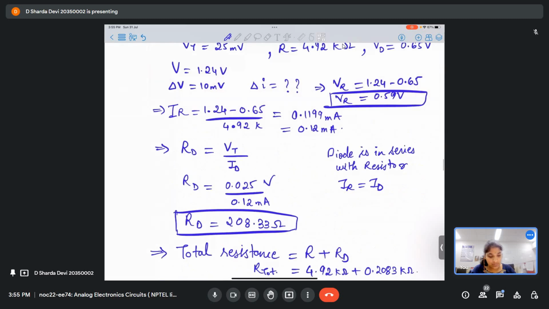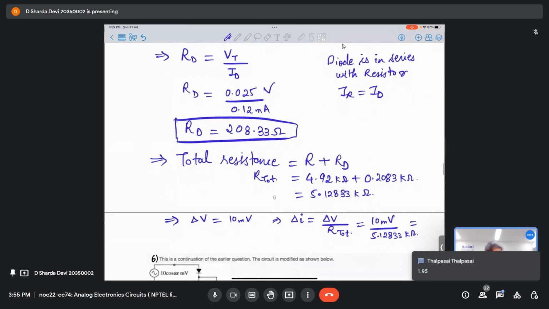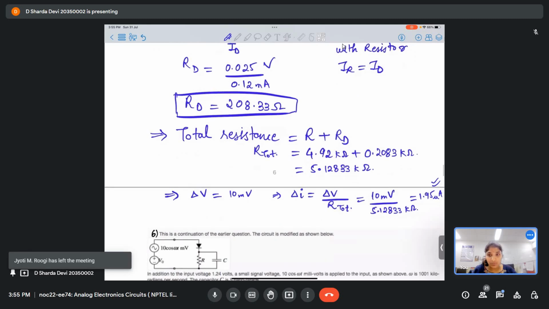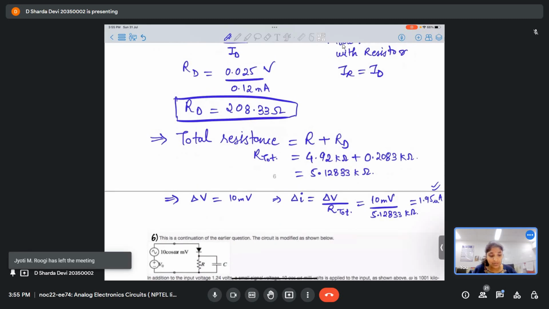Okay, so what is the final answer? 1.95. Yes, correct, it's 1.95 microamperes. So please be very careful with the units, whether it is milli, micro, nano, mega, pico. You have to be very careful with the units.